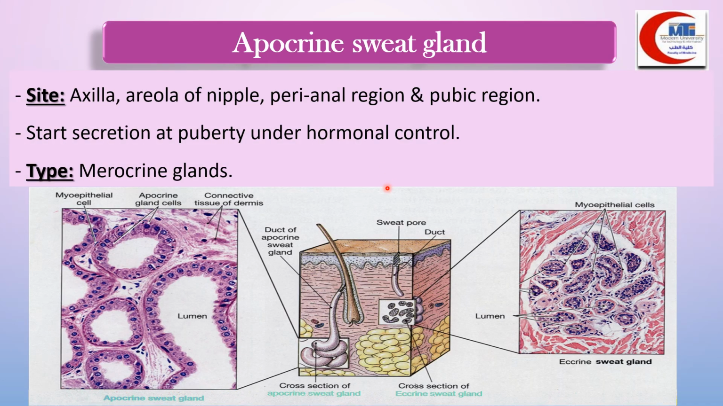The other type of sweat glands is the apocrine sweat glands. The apocrine sweat glands are less numerous in humans than in other mammals, and are only present in certain sites like the axilla, areola of the nipple, perianal region, and the pubic region. They start secretion at puberty under hormonal control, and they are also merocrine glands.